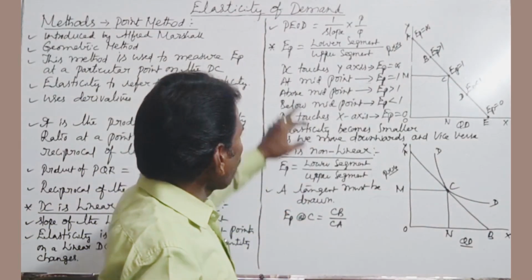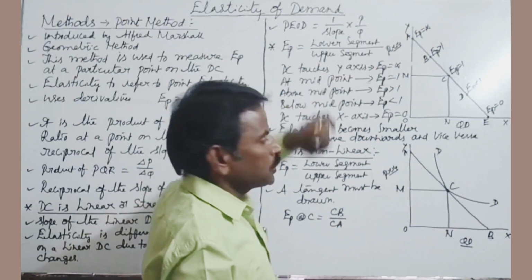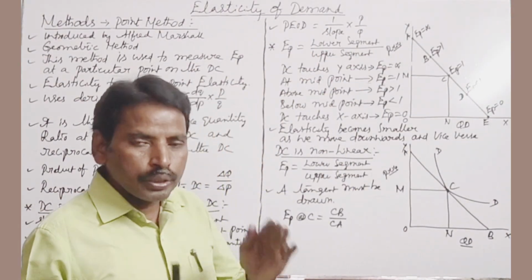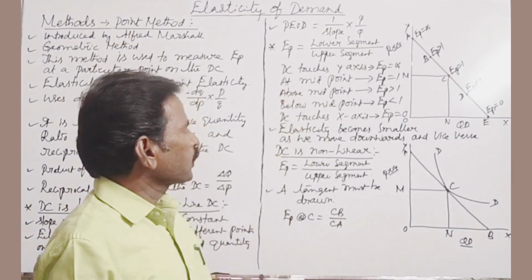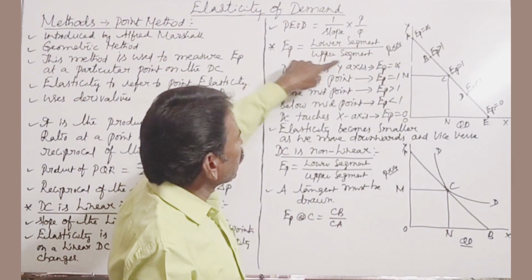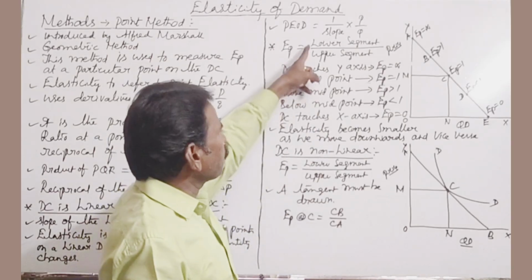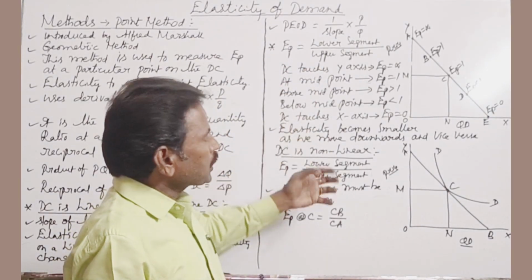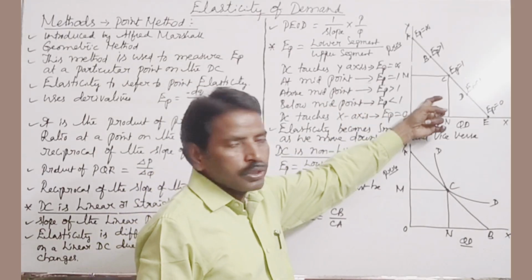Now, price elasticity of demand is equal to 1 by slope into P by Q. The formula is EP is equal to lower segment by upper segment. So, the point method can be explained with the help of this diagram.